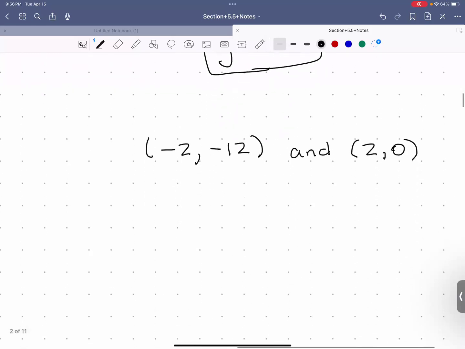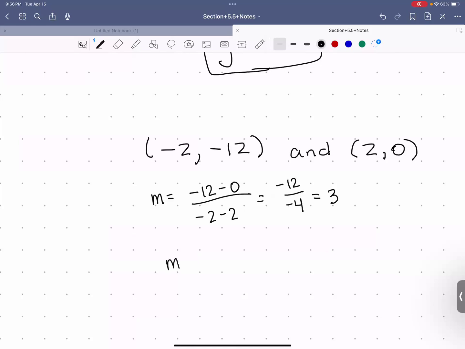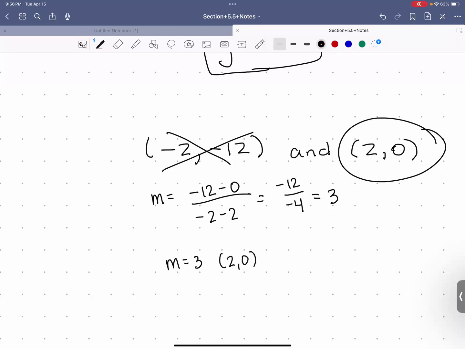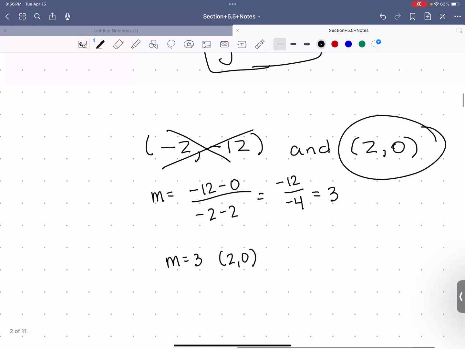Here on this one, again, trying to find the slope first. M equals, we could say -12 minus 0 over -2 minus 2. This would give us -12 over -4, which will be a +3. Once I have my slope, again, I no longer need both points. I'm going to opt for this one. I like zeros if I can use them, so I'm going to go ahead and ignore the other point now. So I have my point of 2, 0, and my slope of 3.